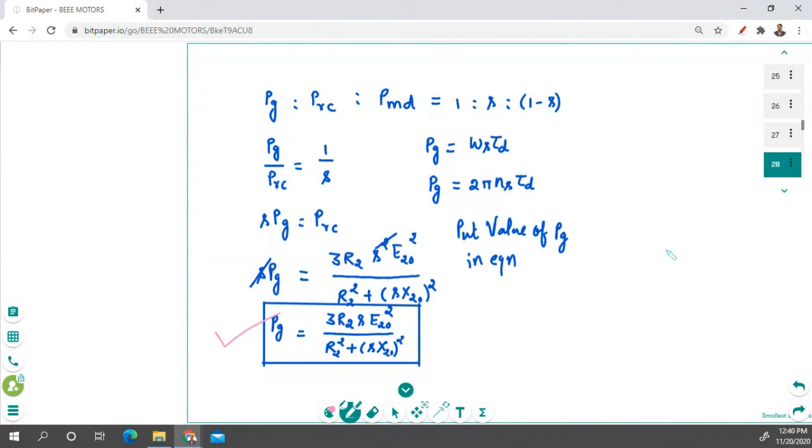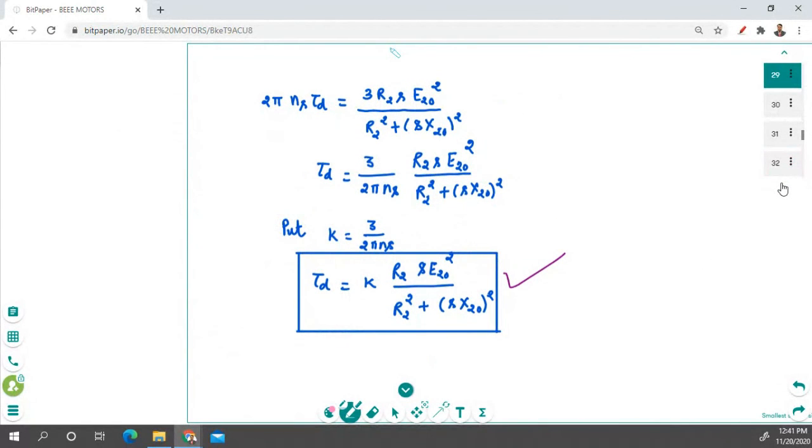Till this point, have you understood how we have calculated? We have found the values and calculated this power equal to 3 R2 (S E20) whole square divided by R2 square plus (S X20) whole square. So we have just rearranged these formulas, put them in this equation, and achieved this power as 3 R2 S E20 square divided by R2 square plus (S X20) square.